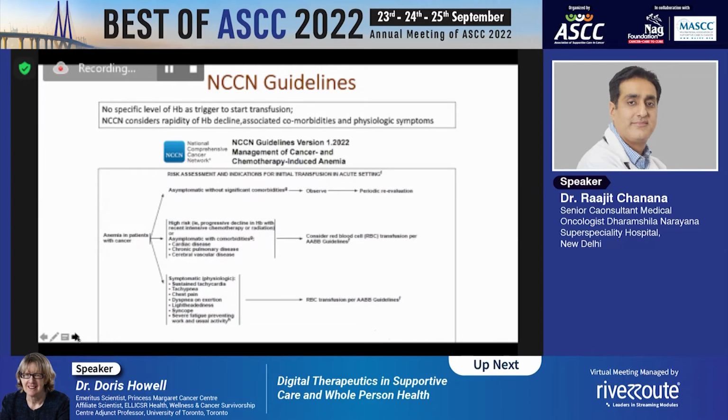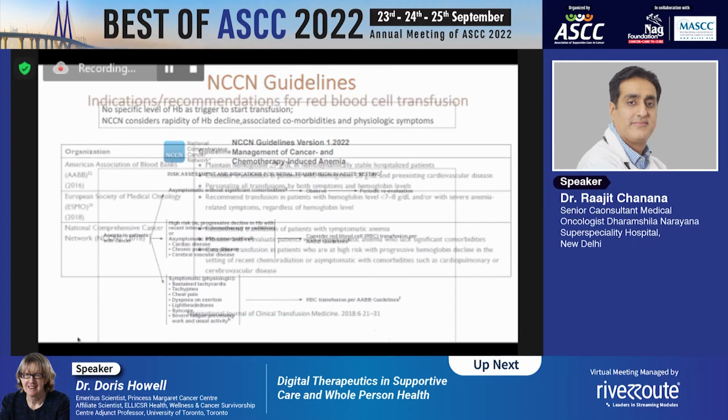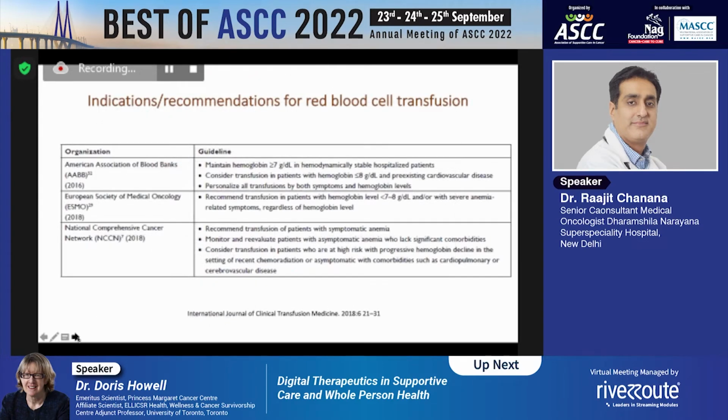transfusion. And if the patient is high risk, that is progressive decline in HB with a recent intensive chemo or radiation, or the patient is not symptomatic but is having cardiac disease, pulmonary diseases, vascular diseases, then blood transfusion can be considered. Or if the patient is symptomatic, like with tachycardia, tachypnea, chest pain, dyspnea on exertion, syncope, severe fatigue, then transfusion can be considered. Usually the threshold for giving transfusion in curative setting, because we have to complete the treatment plan and maintain the dose density, is slightly less in curative setting.